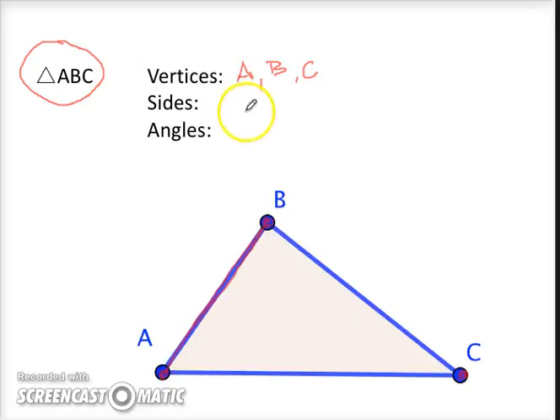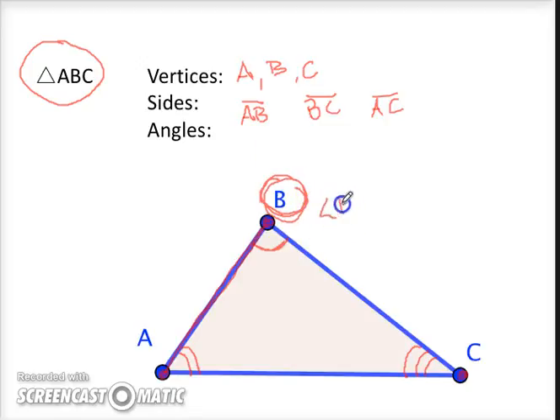So we would name the sides of this triangle segment AB, segment BC, and segment AC. The angles of a triangle we name in the way that we ordinarily name angles. In this case, since this is a very simple diagram and each B is the vertex of only one angle, we could simply call this angle B. So the three angles of this triangle are angle A, angle B, and angle C.